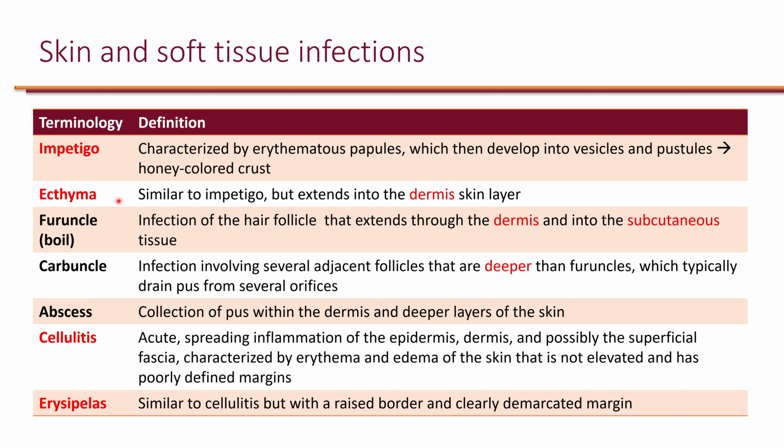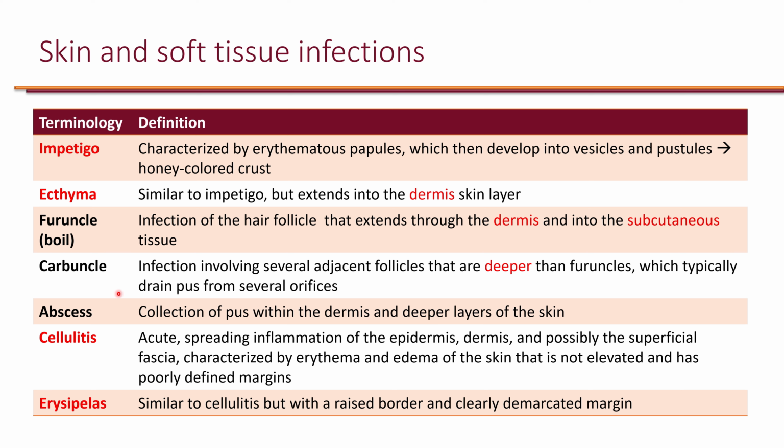Ecthyma essentially is similar to impetigo, but it extends into the dermis skin layer. So it's still in the skin, but it's a bit deeper. Furuncle or a boil is an infection of the hair follicle that extends through the dermis and into the subcutaneous tissue. Carbuncle is infection involving several adjacent follicles that are deeper than furuncle, which typically drain pus from several orifices. An abscess is a collection of pus within the dermis and deeper layers of the skin.